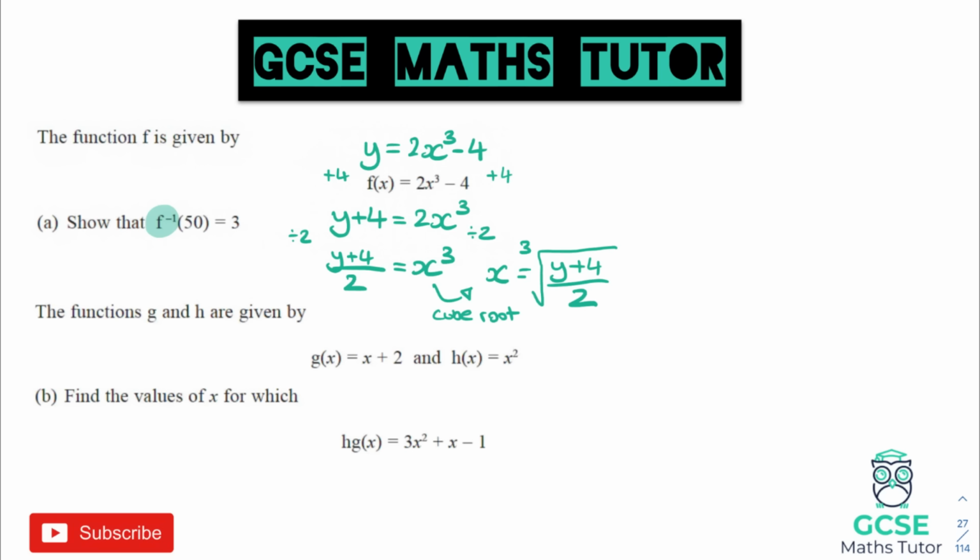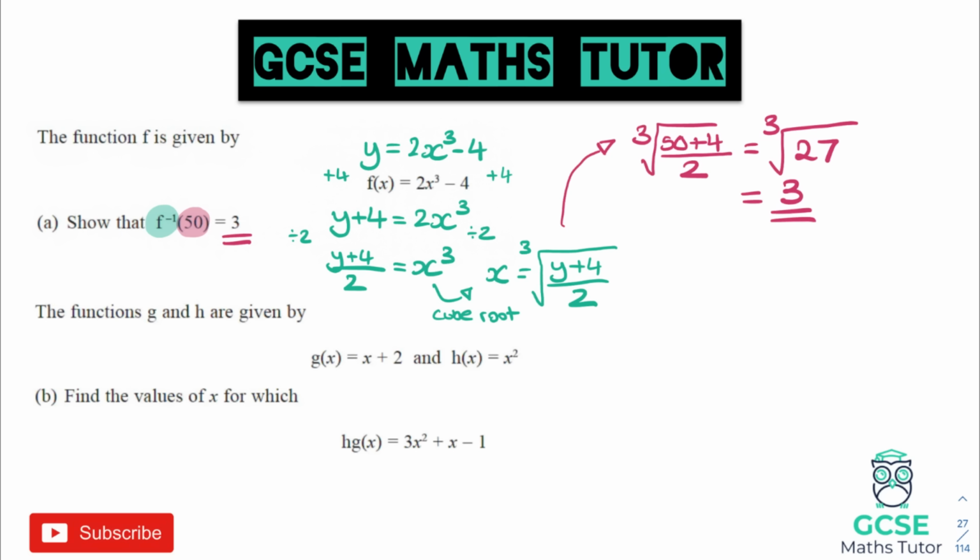For this one, it wants us to work out the inverse, so swap f of x for y, make x the subject, and then if it's asking us to substitute a number into that, you can sub it in and simplify it, and this one actually asked us to show that it was 3.